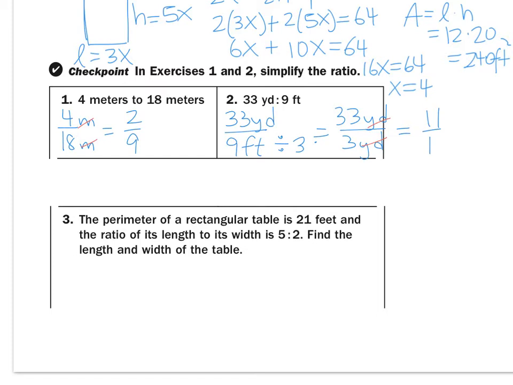And this problem is similar to the one we did before. We have a rectangle, and its ratio of length to width is 5 to 2. And we're just trying to find the length and width this time, not the area. So we're going to do the perimeter formula.